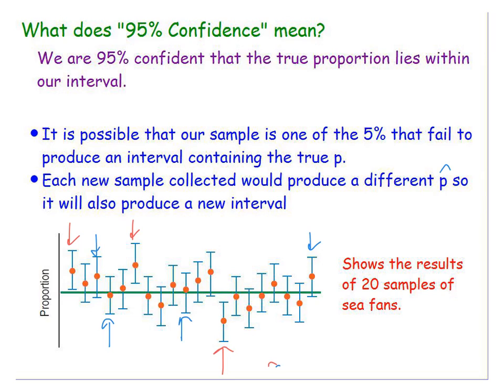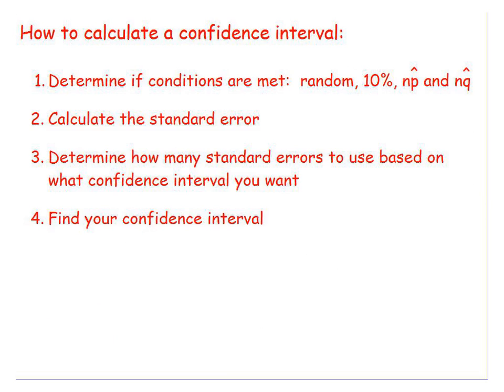So now the next question becomes, how do we actually calculate these confidence intervals? We have some steps to go through. First step, you have to determine if your conditions are met. Same 3 conditions as always: random, 10%, but now we call it np hat and nq hat. Then calculate the standard error. If you don't remember, the formula is the square root of p hat, q hat, divided by n.